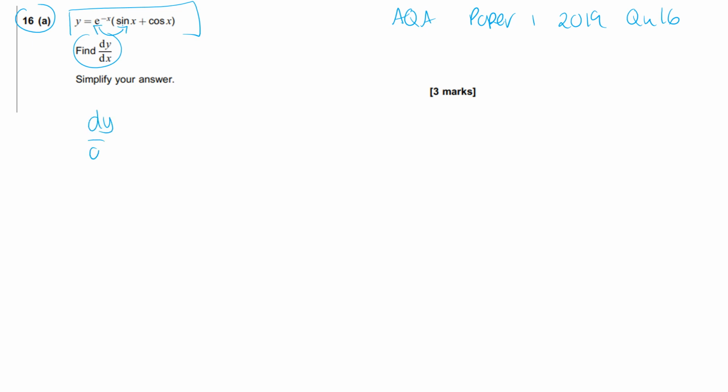So dy by dx is equal to first, which is e to the minus x, times the differential of second: sine differentiates to cos x and cos differentiates to minus sine x. So that's first times differential of second plus second times differential of first. Now when I differentiate the first, a minus comes in front, so it'll be e to the minus x sine x plus cos x.